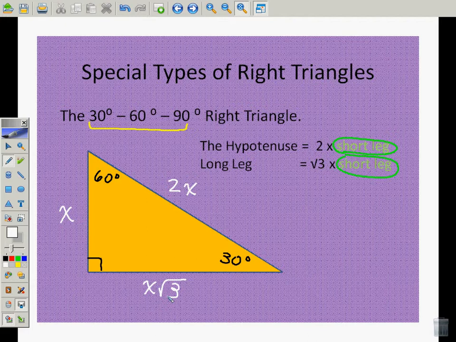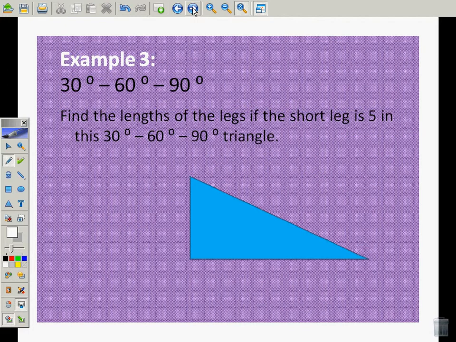Now, one example, 30, 60, 90 right triangle. Find the lengths of the legs if the short leg is 5 in this 30, 60, 90 degree right triangle. I'm going to go ahead and put in my information. It's telling us that the short leg is 5. So what I can do is fill these things in. 2 times 5 and 5 times the square root of 3, because they're all in reference to the short leg.